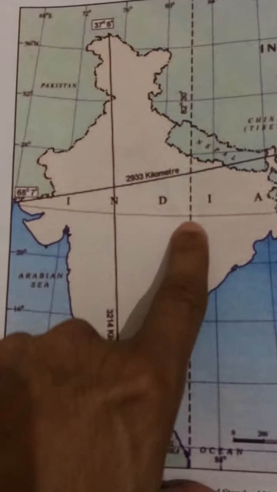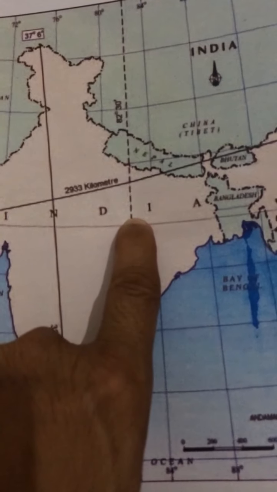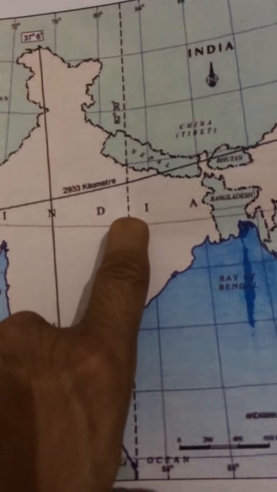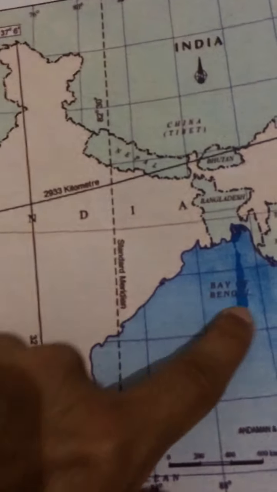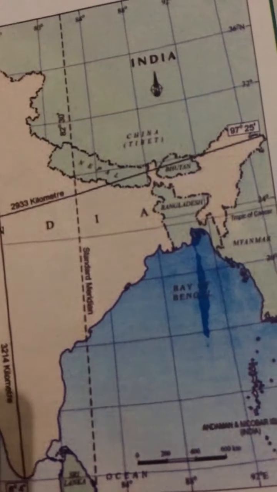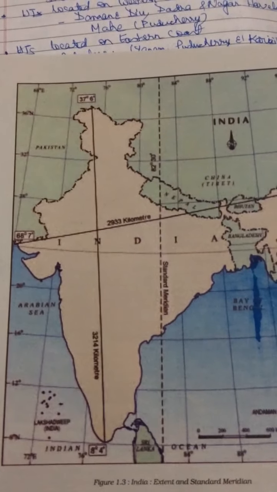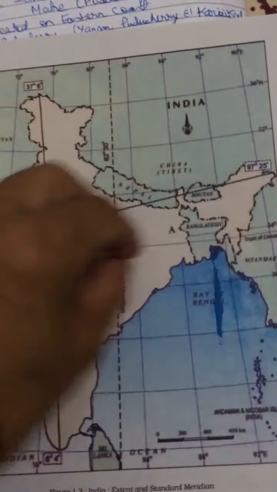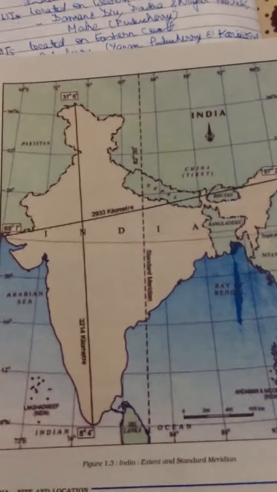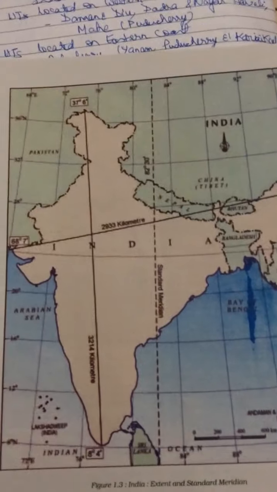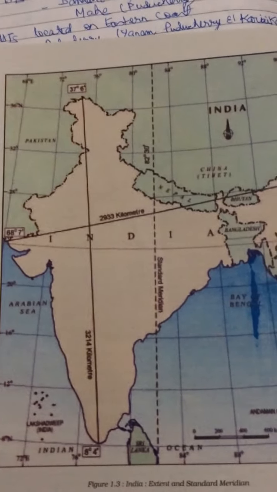Mirzapur, a place in Uttar Pradesh south of Varanasi, is chosen, and whatever time is there will be applied uniformly throughout India. So, one nation, one time. Otherwise there will be a lot of confusion. Every area would have a different time, so to have a uniform time, as I said, one nation, one time, the standard meridian is chosen for that purpose.